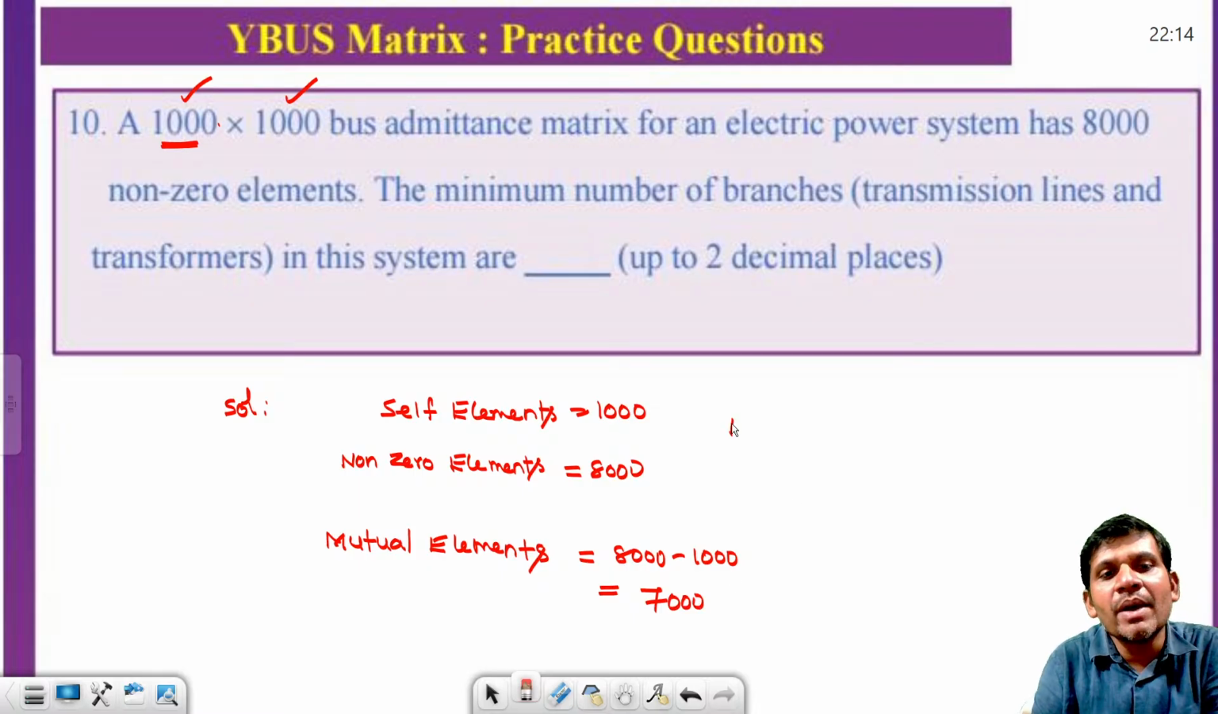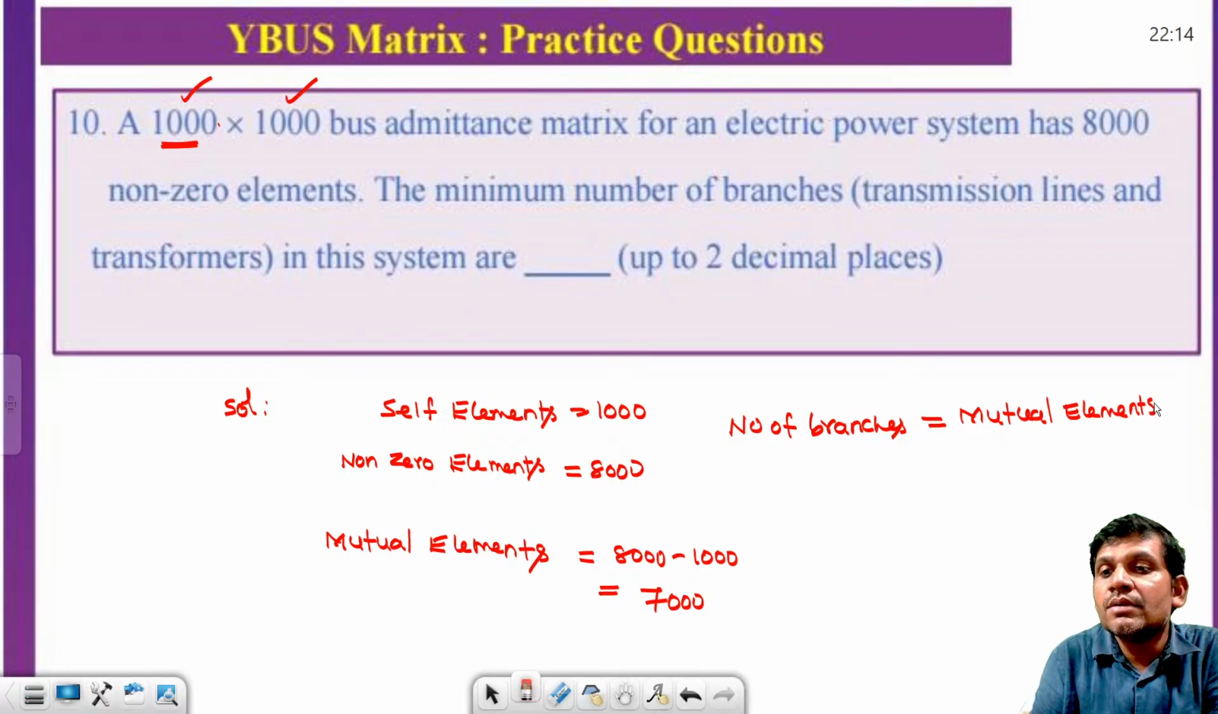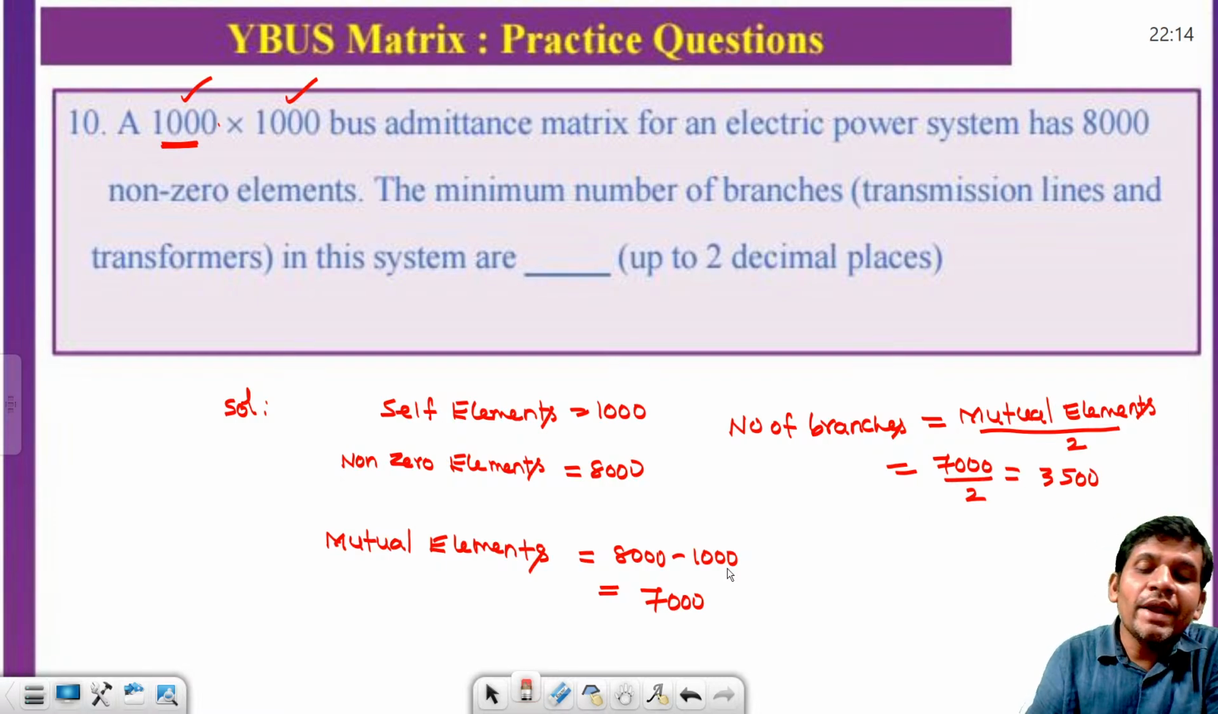ఇక్కడ అడిగింది నెంబర్ ఆఫ్ బ్రాంచెస్. ఇప్పుడు నెంబర్ ఆఫ్ బ్రాంచెస్ ఏంటి? మ్యూచువల్ ఎలిమెంట్స్ బై 2. ఎందుకు మ్యూచువల్ ఎలిమెంట్స్ బై 2 చేయాలి చెప్పండి? This is equal to 7000 by 2. This is equal to 3500, students. Why is it done for mutual elements by 2?